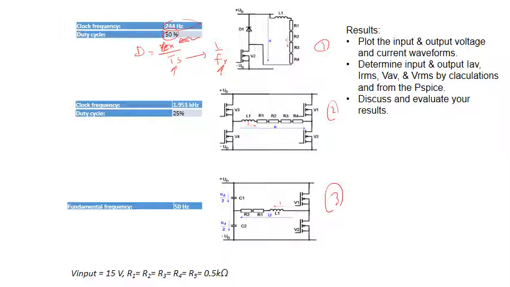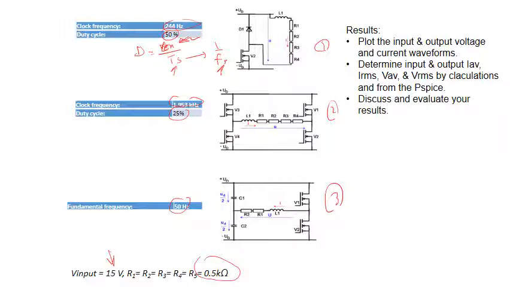He gave you here some information. The same thing for the second circuit and the last circuit, which is the inverter. He gave you the frequency. By the way, any extra information needed, you can assume, but I gave you here the input voltage and the resistances from 1 to 5, which is 0.5 kilo ohm, as you can see here.